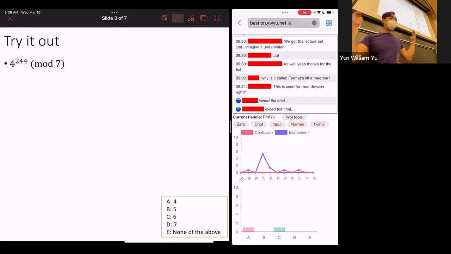And of course, you all have a homework assignment that's due on Friday. And there are some really, really large powers in prime modulus that you guys need to do. And this is one way of doing them.